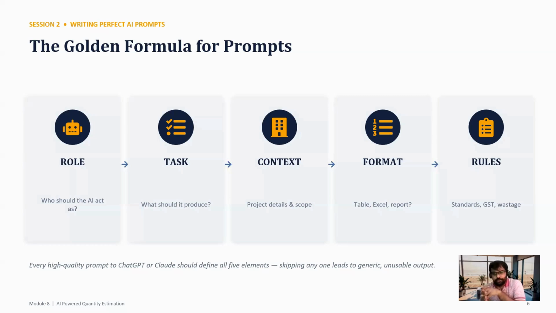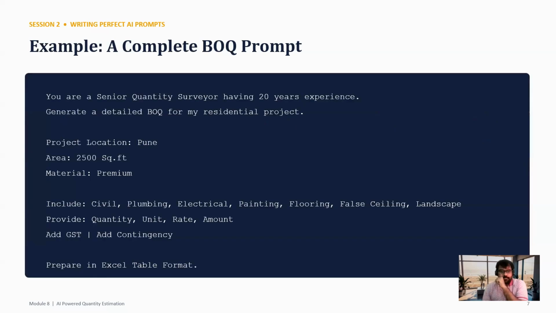For example, it is a BOQ. Every high quality prompt to ChatGPT or Claude should define 5 elements. Missing any one leads to generic and unusable output. So that is very important, how to create a prompt and how effective the prompt is, that will be useful for that particular BOQ calculation.